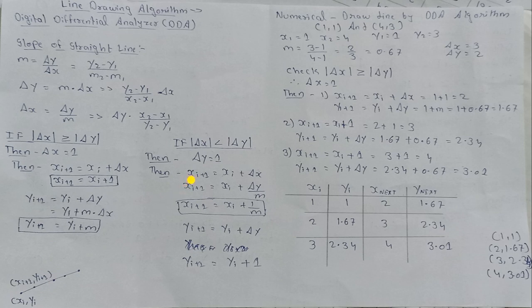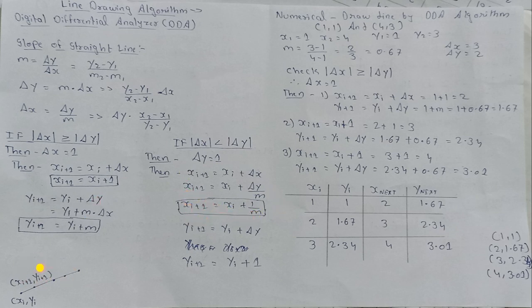When we are finding the xi plus 1 point, we have to take the xi point as the current point. So xi plus 1 equals xi plus delta x. This is the formula. What is delta x here? Delta x equals delta y divided by m. So I have written xi as it is, plus delta y, which is 1, so 1 divided by m. This is the formula to find xi plus 1.